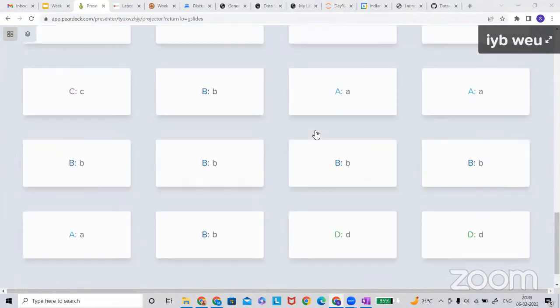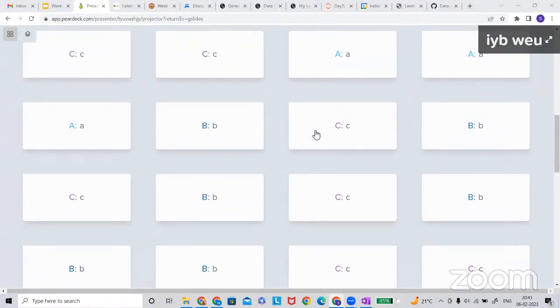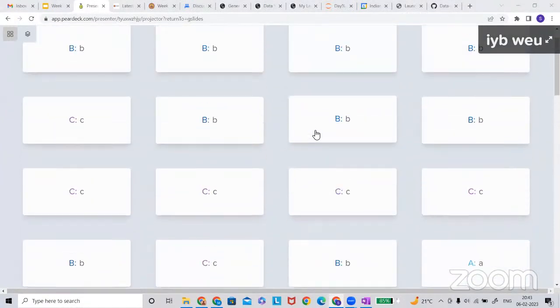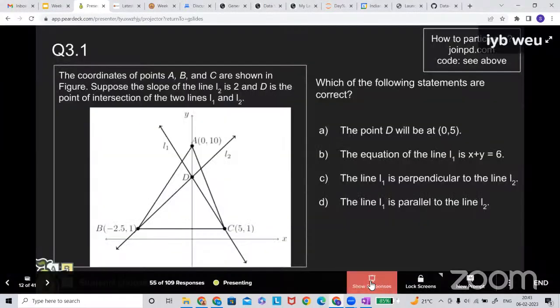Okay. This is colorful kind of thing. Okay, it is interesting to see the solution.